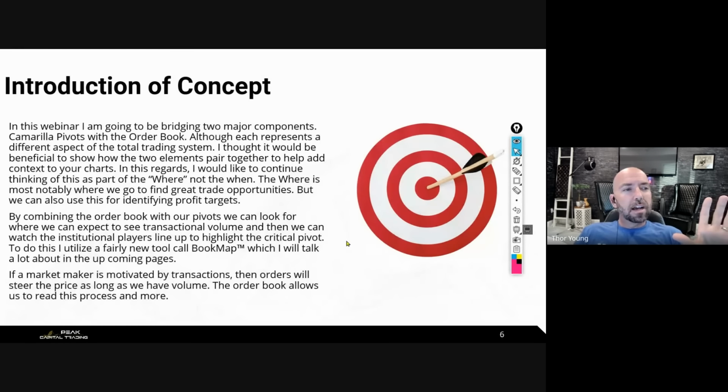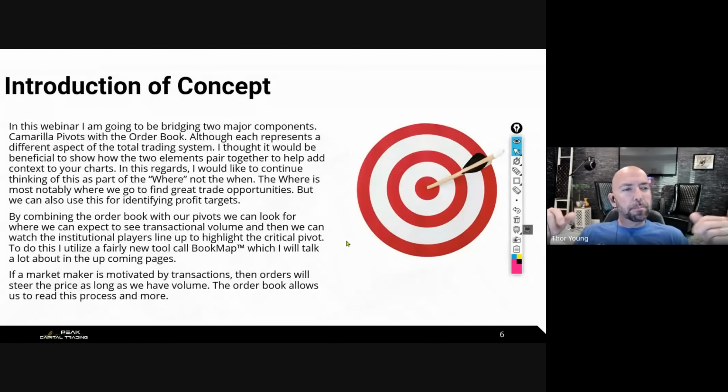So I'd like to continue thinking of this as more of the where than the when. The when is really what I'm talking about with tape reading and the order book: is it selling or is it not selling. Here, I'm going to be more focused on the where, as far as cams, and how to see where those orders are, as far as where to look for good price action.